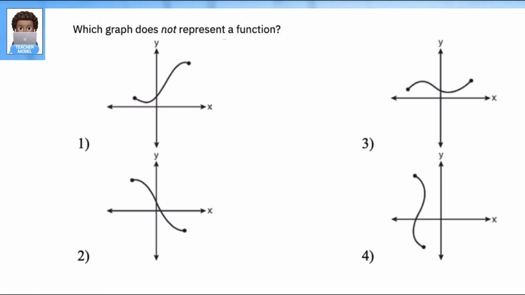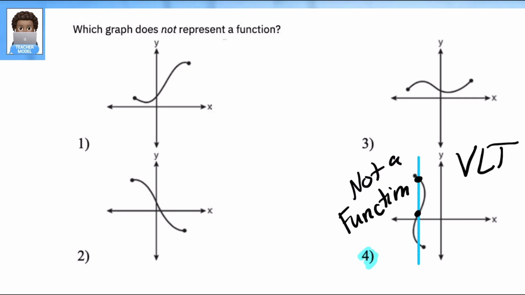So let's go to our last example, which graph does not represent a function. Hit pause and just mentally draw a line straight down, which one touches more than once. Okay, if you got 4, then you would be correct. In 4, I can draw a straight line, and it can touch in more than one place. So just because it touches twice, not a function. And we will put vertical line test fail.